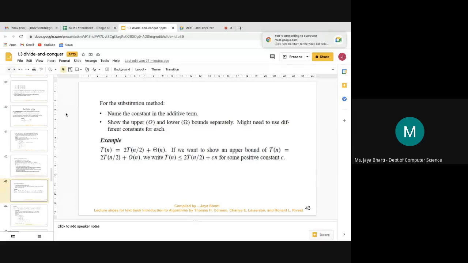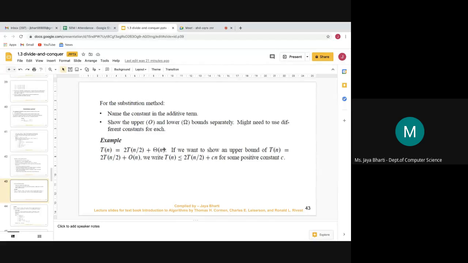So if you want to show the upper bound for this function, then the upper bound we need to find means our T(n) will be small. Okay, so upper bound means if T(n) is equal to big O of n square, then T(n) will be smaller than the big O of n square. So if you want to get the upper bound for any function, then you will write T(n) is less than or equal to whatever the function will be. So in this case, the function is like this.